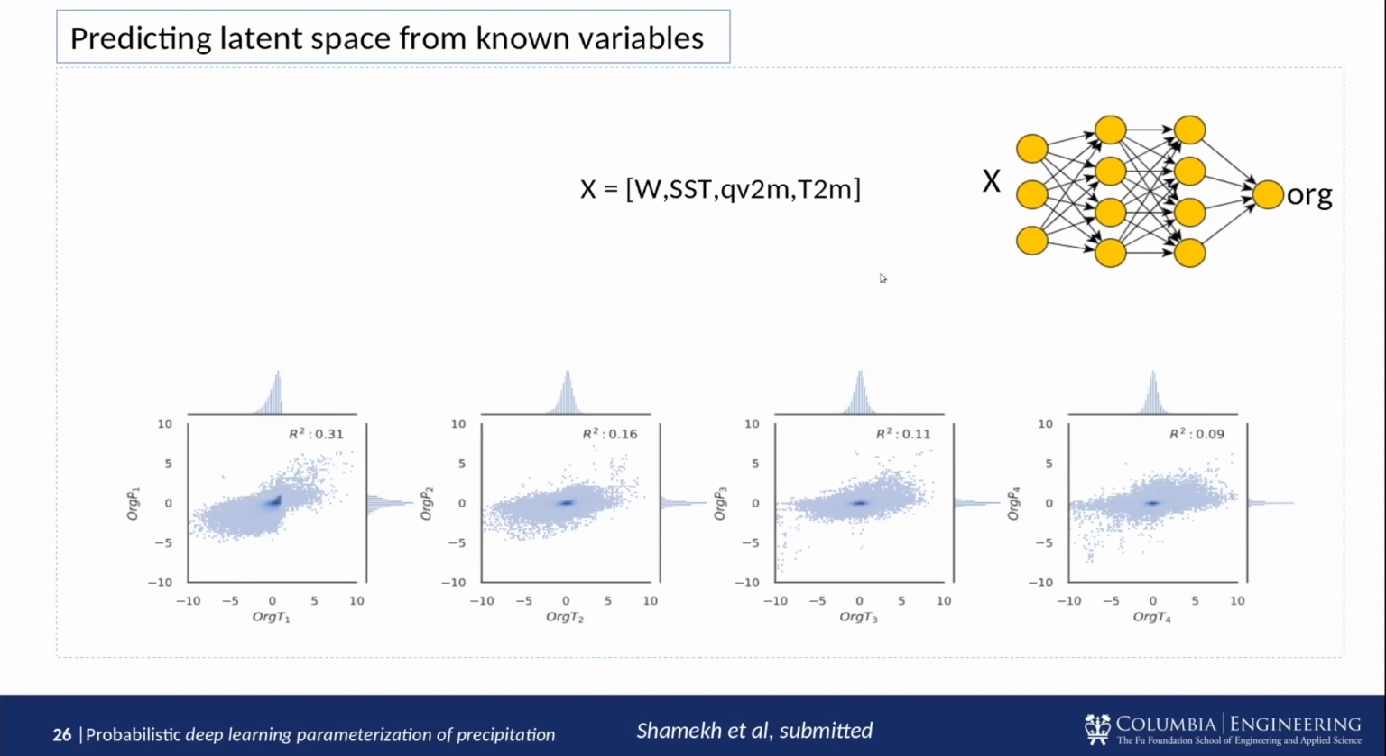But this is not surprising because if we could learn org from larger scale variables, we didn't need to go through the encoder. We could have had a better prediction even from our baseline model.